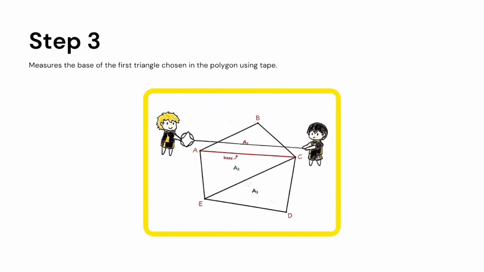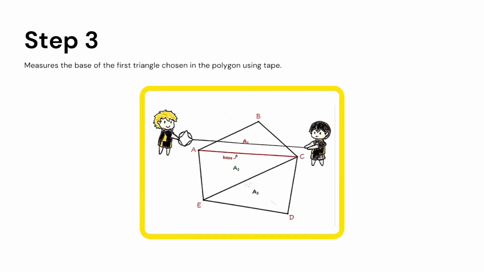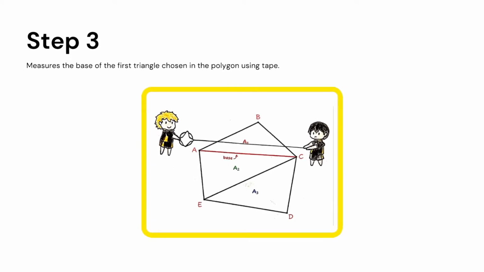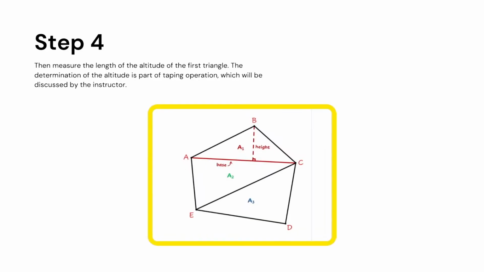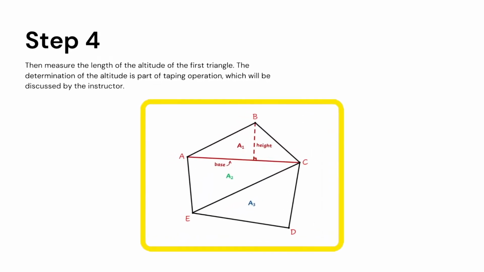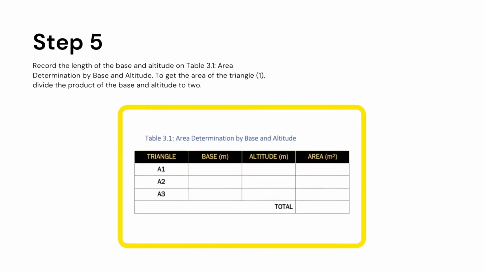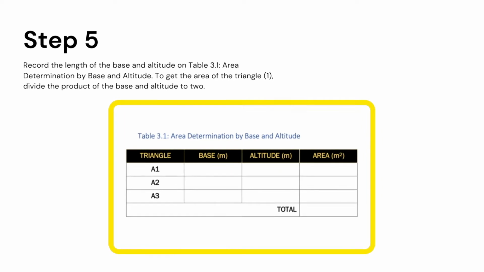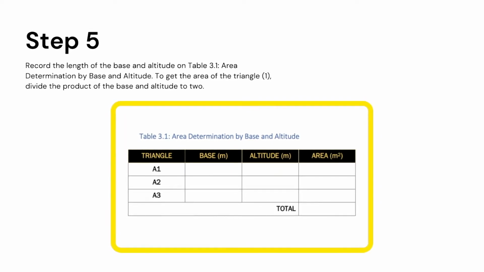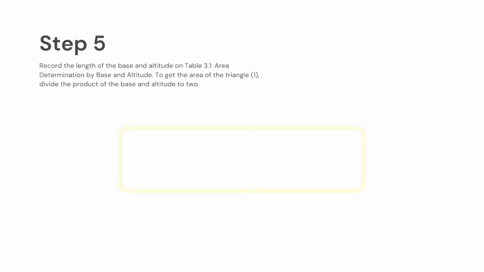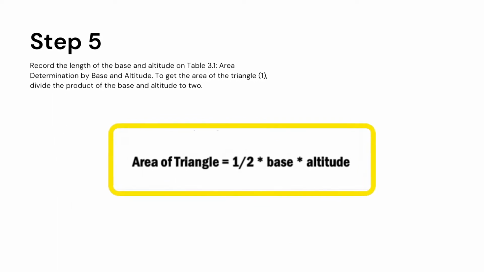Measure the base of the first triangle chosen in the polygon using tape. Then measure the length of the altitude of the first triangle. The determination of the altitude is part of taping operation, which will be discussed by the instructor. Record the length of the base and altitude on Table 3.1 Area Determination by Base and Altitude. To get the area of the triangle, divide the product of the base and altitude by 2.